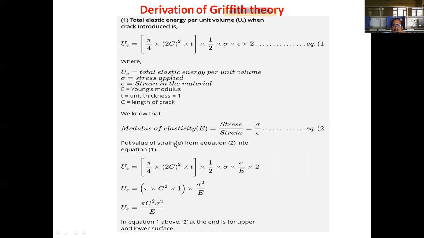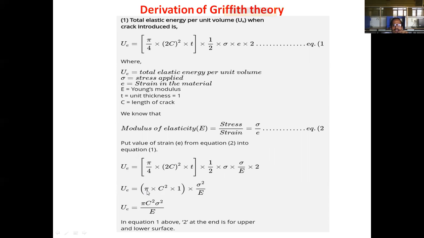Now put the value of strain e from equation 2 into equation 1. The strain e will be sigma upon modulus E. I will substitute that in place of e. So what will I get? The remaining terms will remain as they are: pi by 4 into (2c) square into T into half into sigma. Only this e has to be changed. e will be replaced by sigma by modulus E, using this relation. Now I will simplify this.